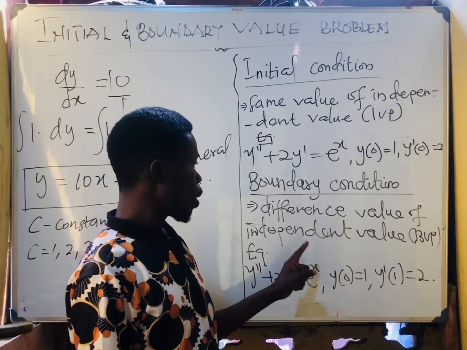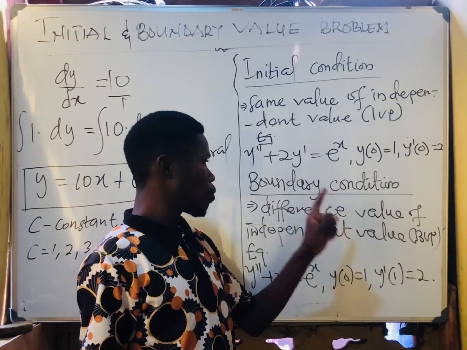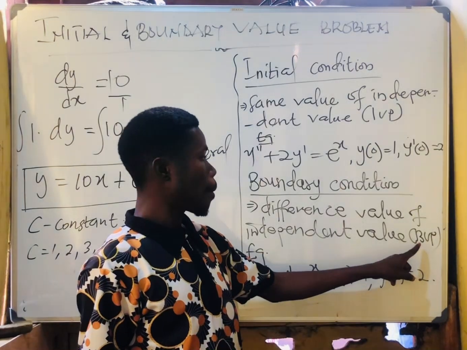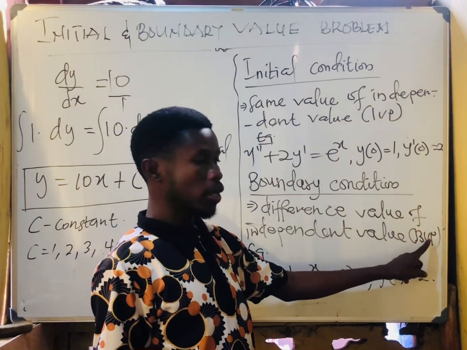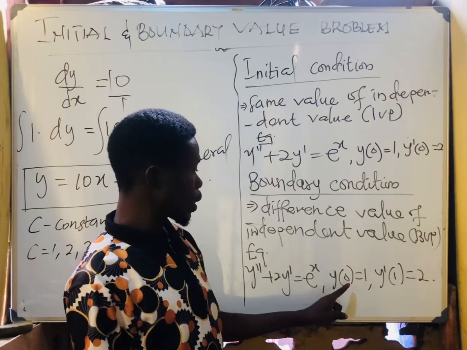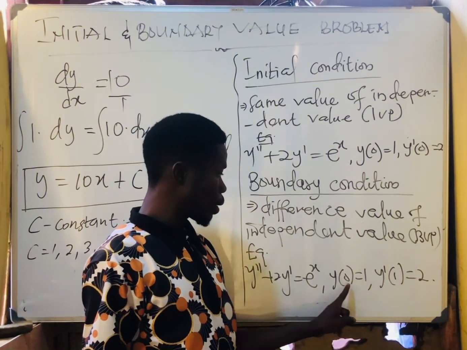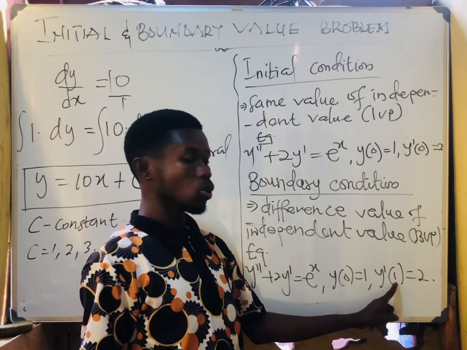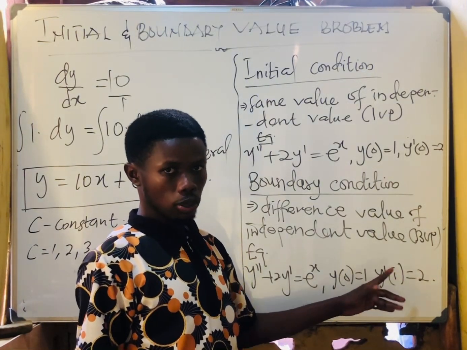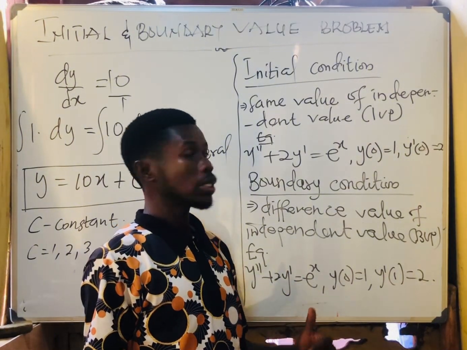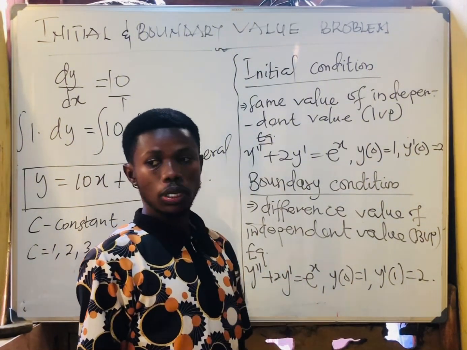But when we have a case where they have different values of the independent variable, then we term it a boundary value problem. An example is the same thing, just that you realize that the independent variables here are different. This is 0 and this is 1. I hope you have understood what a boundary condition is and what the initial condition is.